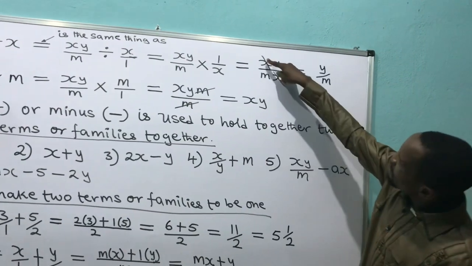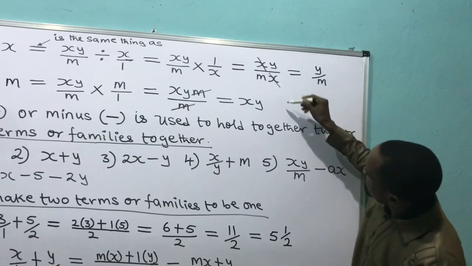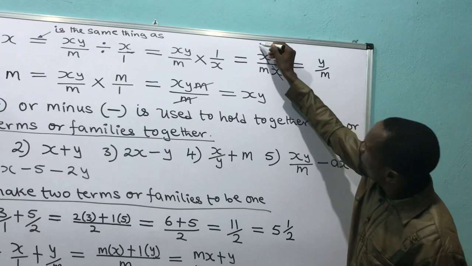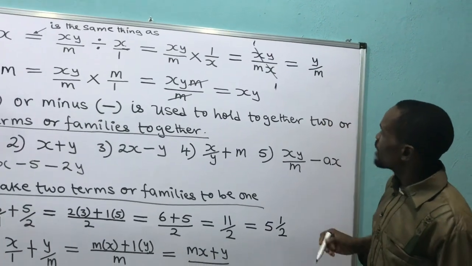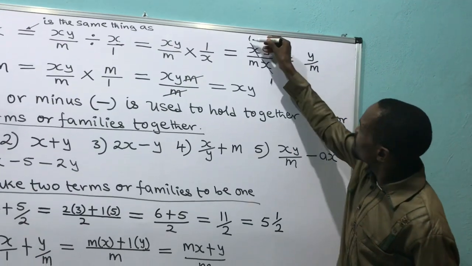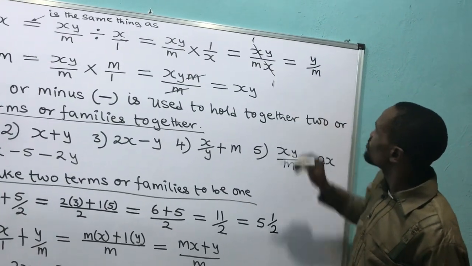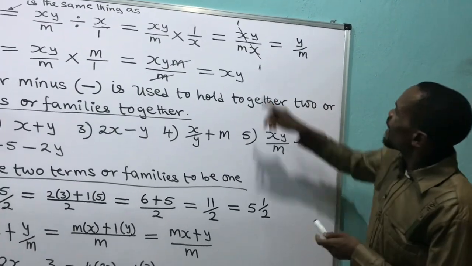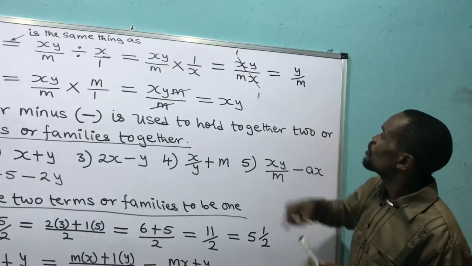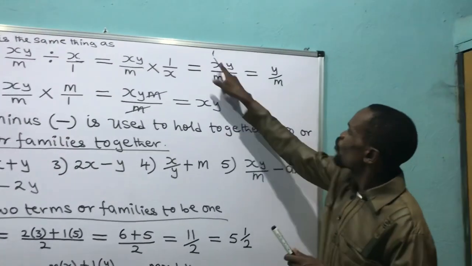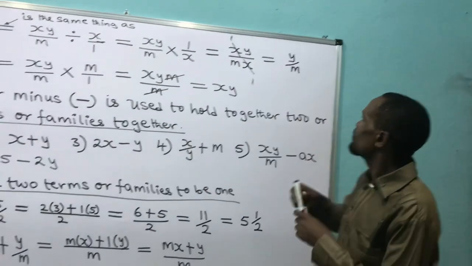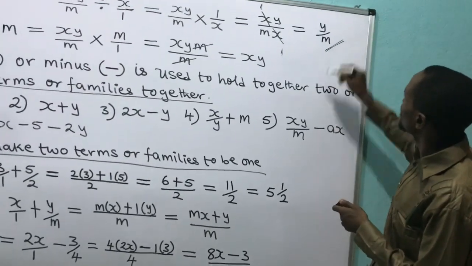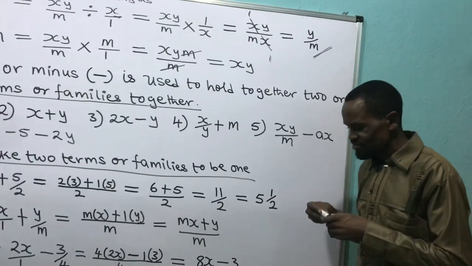Then now, I cancel the x. X by itself gives me 1, and this x by itself gives me 1. Are you getting what I'm saying? This x gives me 1, and this x gives me 1. Then, as this gives me 1 and this gives me 1, the x has gone. 1 divided by 1 is 1. 1 times y is y over m. And that's my answer. Have you seen it now?